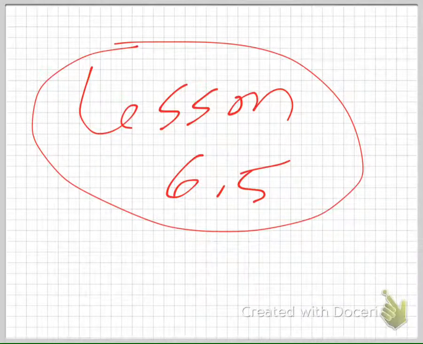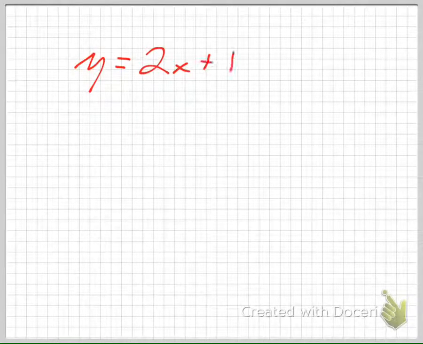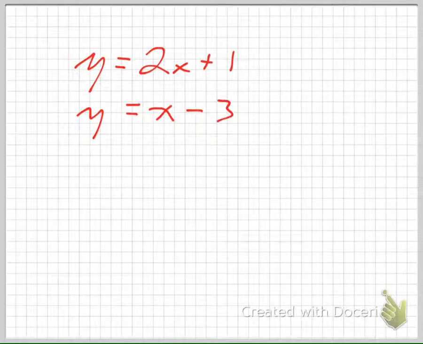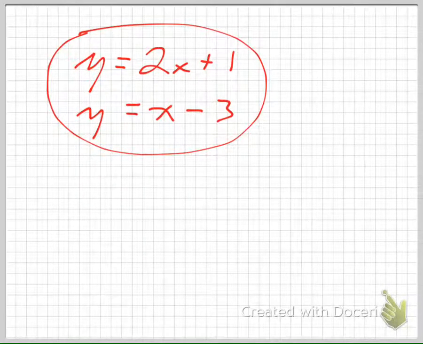For example, let's talk about this. I'm just going to give you an example of each one. What if I was to give you this? y equals 2x plus 1 and y equals x minus 3. What could you do here? There's a couple of things, but what do you think is meant for you to do on this one?